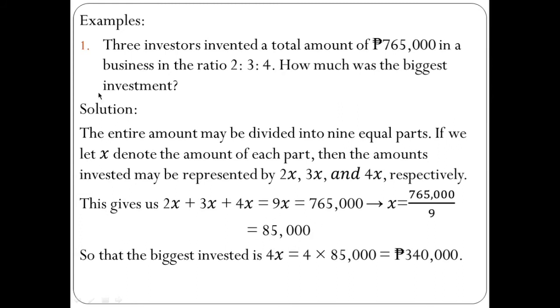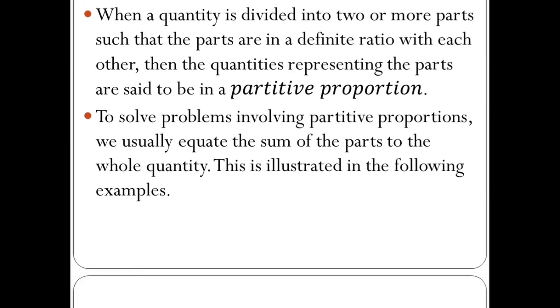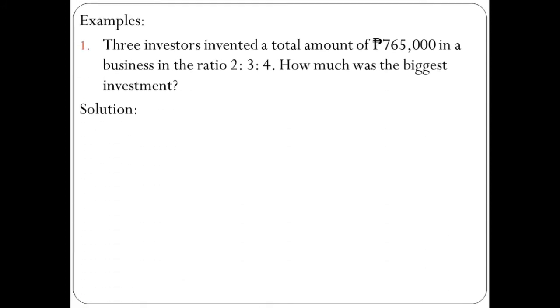Okay, so hindi pa po yan. Ang pinapahanap sa atin is the biggest investment. So since pinakamataas yung 4, so yun po yung kukunin natin. So, 4x equals, copy 4, then yung x papalitan natin ng 85,000 pesos, then multiply. So, the biggest investment will be 340,000 pesos. Okay, so ito po yung example ng partitive proportion. The quantity is divided into 3 parts, so yun po yung partitive equation.